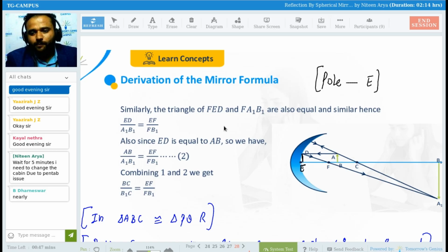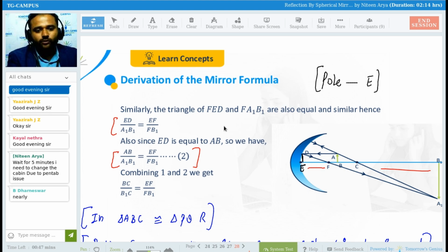So as you can see, ED upon A1B1 is correct then, because this is the corresponding side, the perpendicular kind of thing, and EF is this horizontal line, equal to FB1. Also, since ED is equal and parallel to AB, we can take AB instead of ED. AB upon A1B1 equals EF upon FB1. Is this clear, everyone, till now? Please let me know.